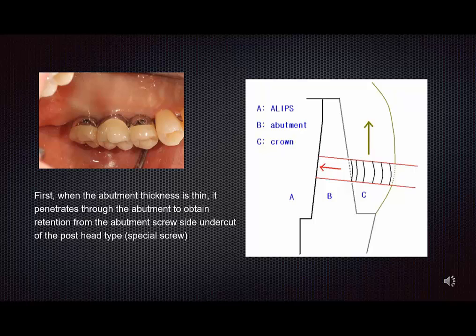There are two methods for ALS implant prosthesis to achieve retention. First, when the abutment thickness is thin, retention is obtained from the undercut side of the abutment screw of the post head type special screw. Second, when the abutment thickness is thick, the undercut is formed on the side of the abutment to obtain retention.